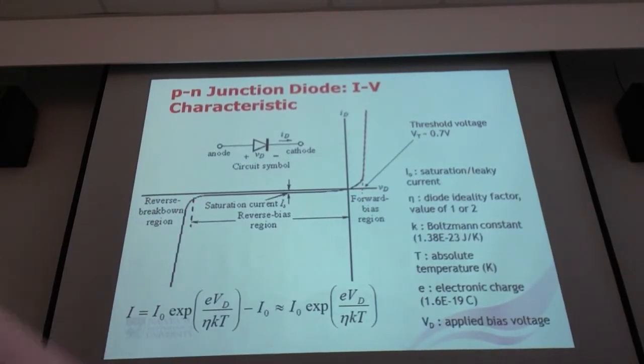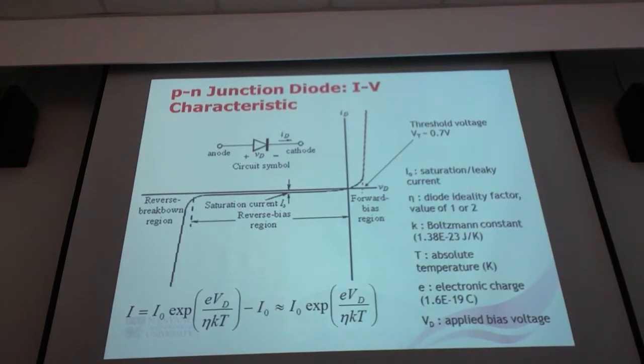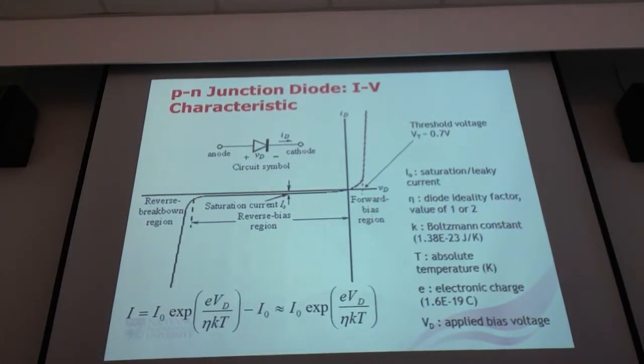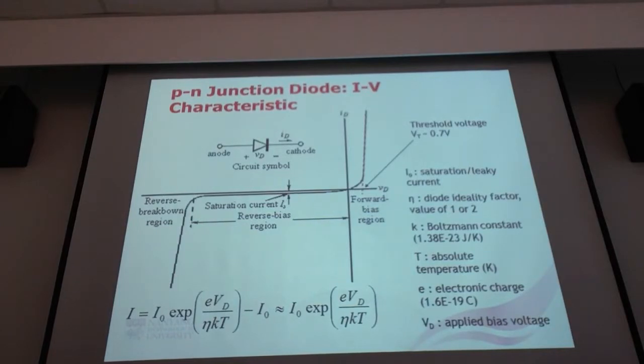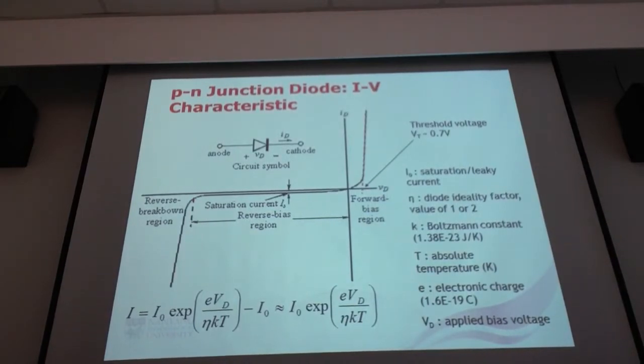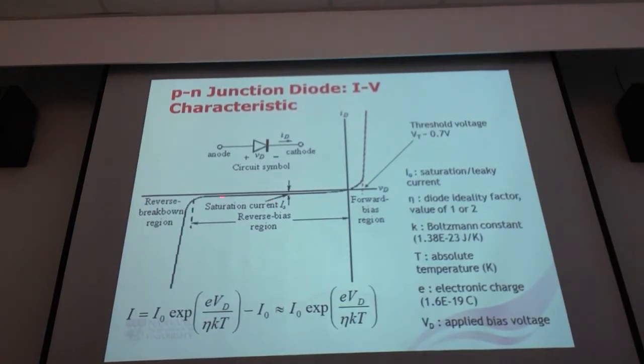The current will increase exponentially. However, the direction is opposite to the forward bias case. This means that the barrier is kind of broken down. There's no barrier there. And this is the region that we never want to see. So we have to make sure that we are staying out of this region.